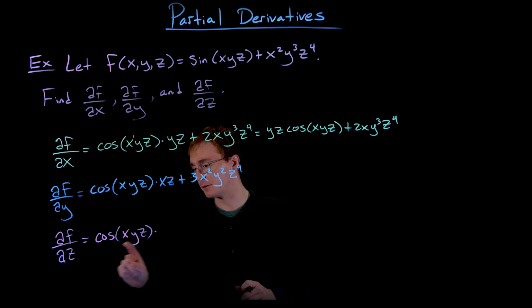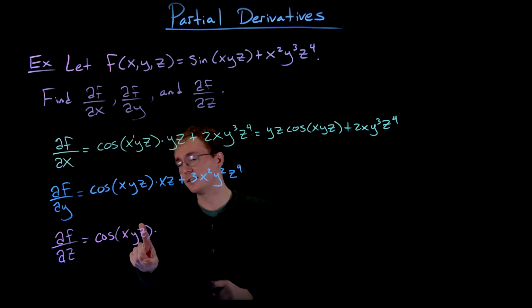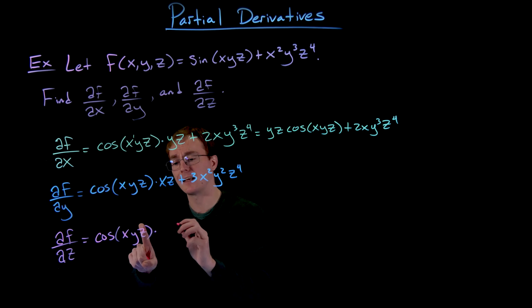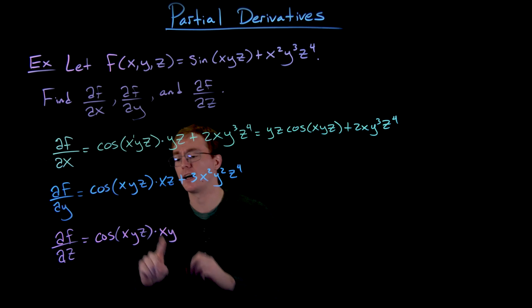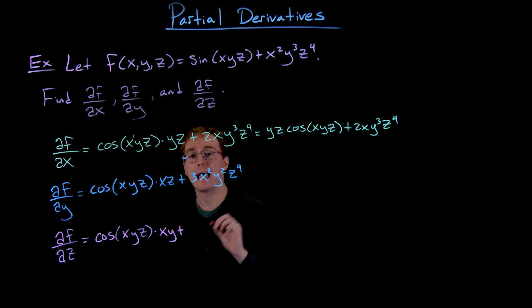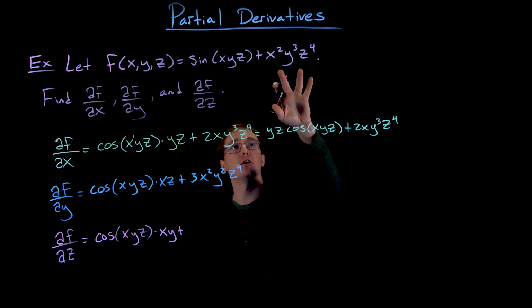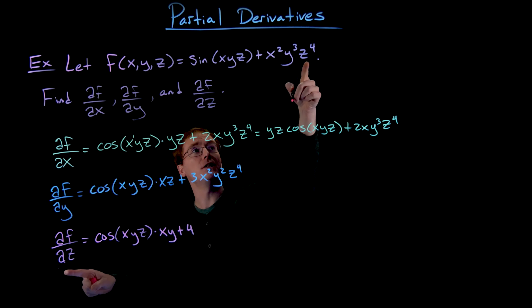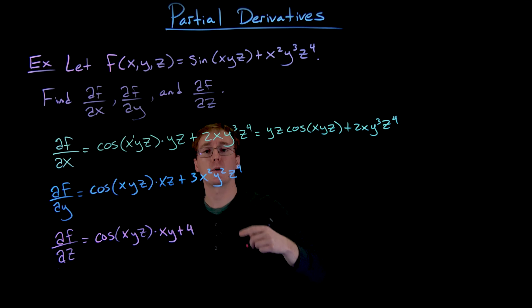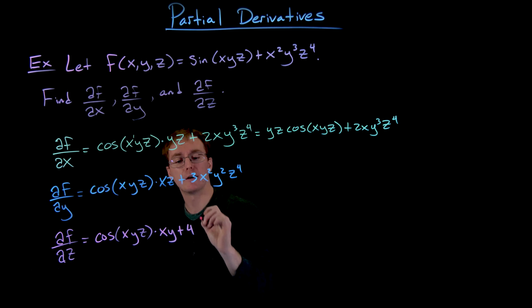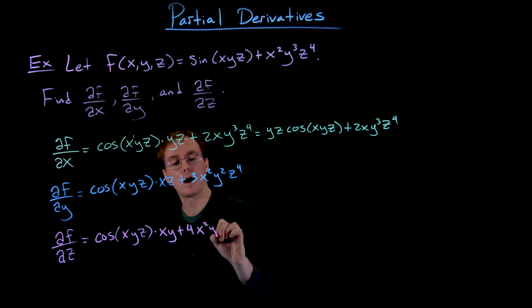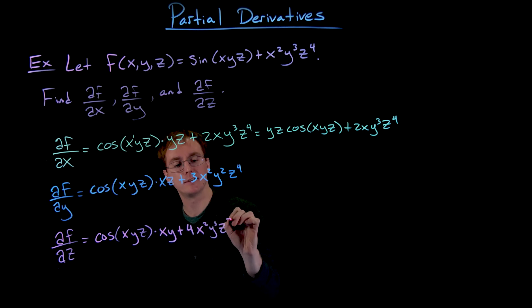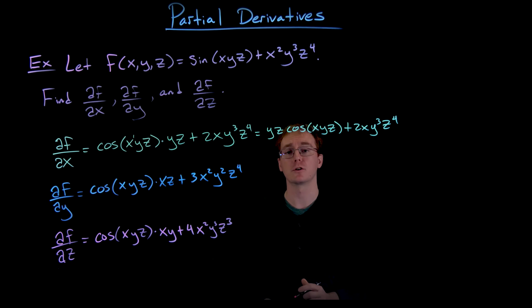Now we are differentiating with respect to z, so it's going to make that z factor disappear or go away, and we're going to be left with the derivative of the inside just giving us a factor of x times y. We still have to add to this the derivative of the second term, but now with respect to z, and so that'll give us a 4z cubed multiplied by x squared times y cubed. So we'll get 4x squared y cubed times z cubed to finish off the partial derivative of our function f with respect to z.